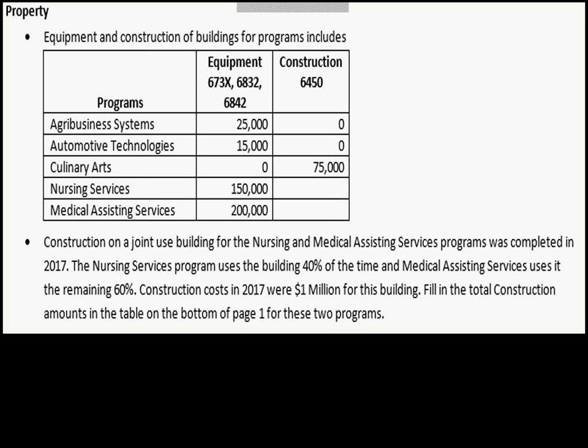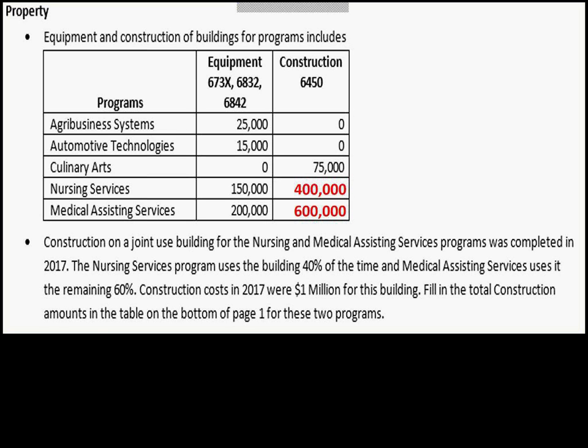Again, we chose some pretty easy math for you, but you should have come up with those amounts. Nursing services, which uses the building 40% of the time, would bear $400,000 of that cost, and medical assisting services, which uses the building 60% of the time, would have the $600,000 of cost. When we go to the green sheet, keep in mind that these pieces are combined into one column.